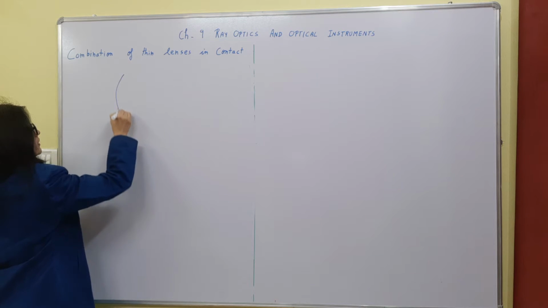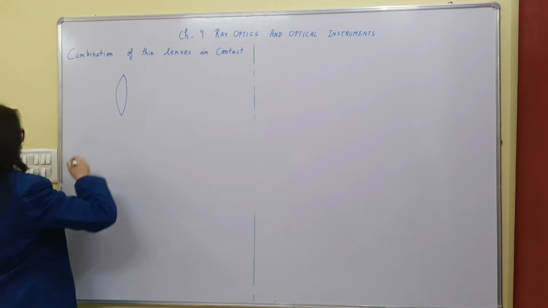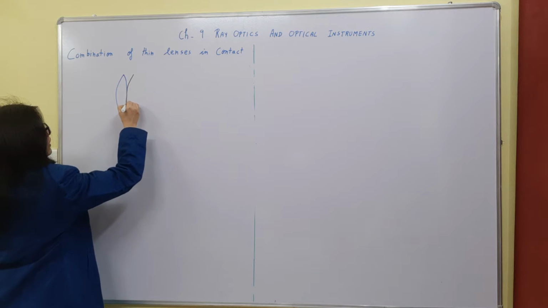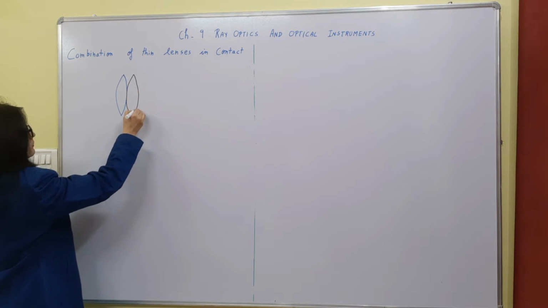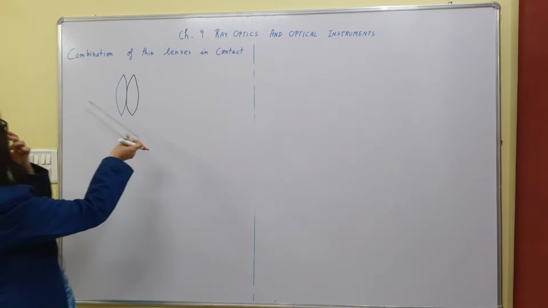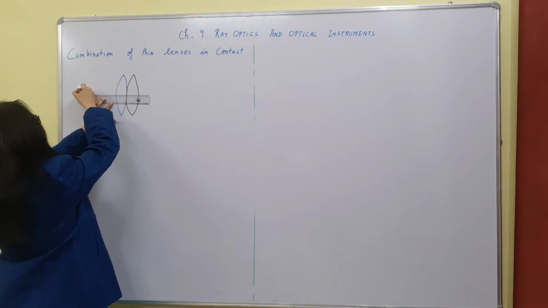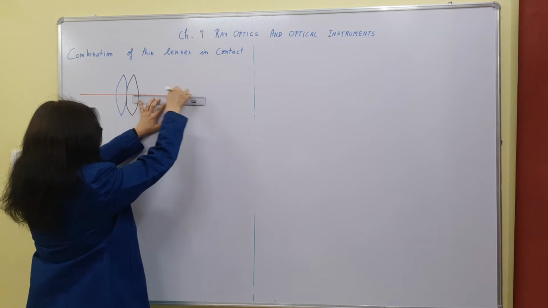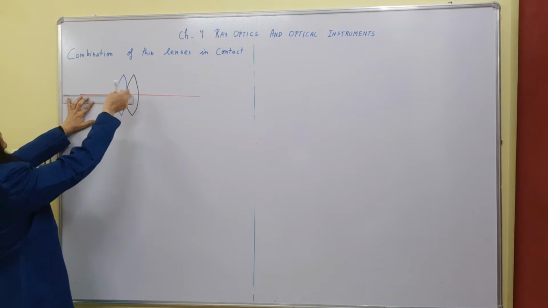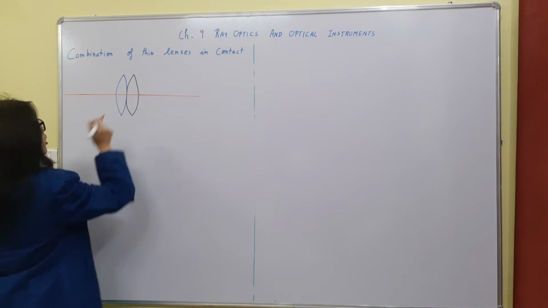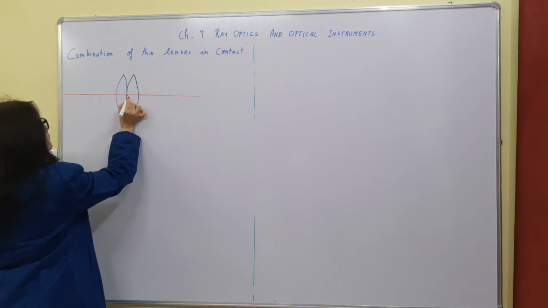So let's consider this as our first thin lens, right? And the other thin lens is in contact with this. We consider these lenses to be so thin. In the diagram they appear to be thick, but they are so thin that their optical centers nearly coincide, so we consider a common optical center over here, right?